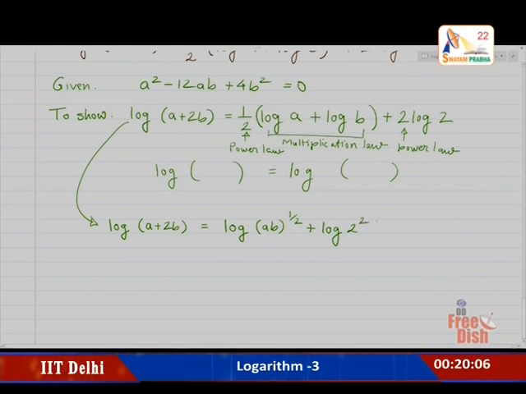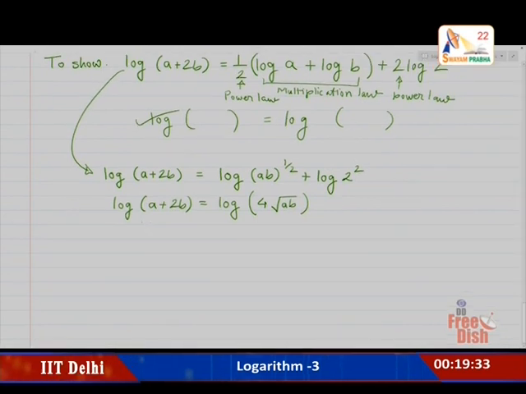Okay. This is log of 2 square. This, after using the multiplication rule once more, will be equal to log of 2 square, which is 4, into square root of ab, which is equal to log of a plus 2b, right. So, I achieved the first target.